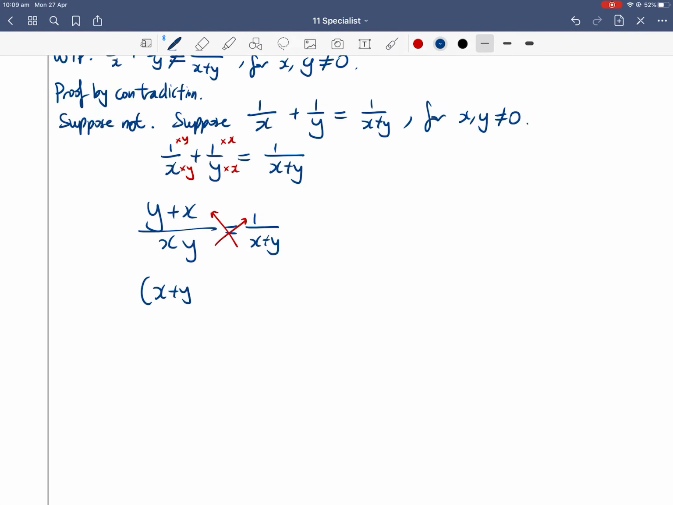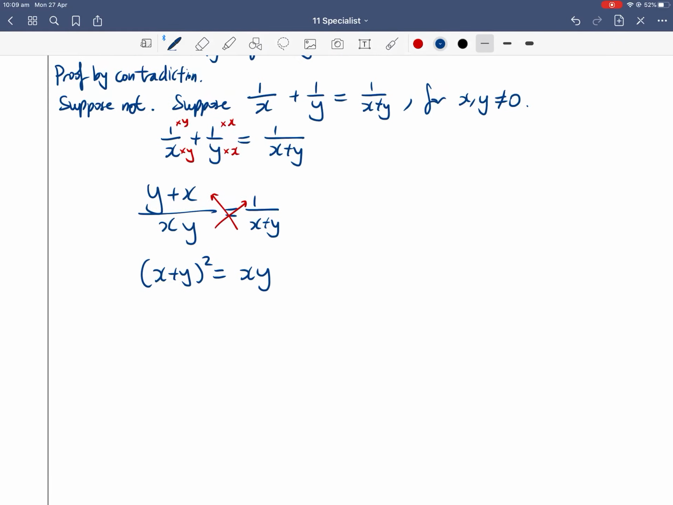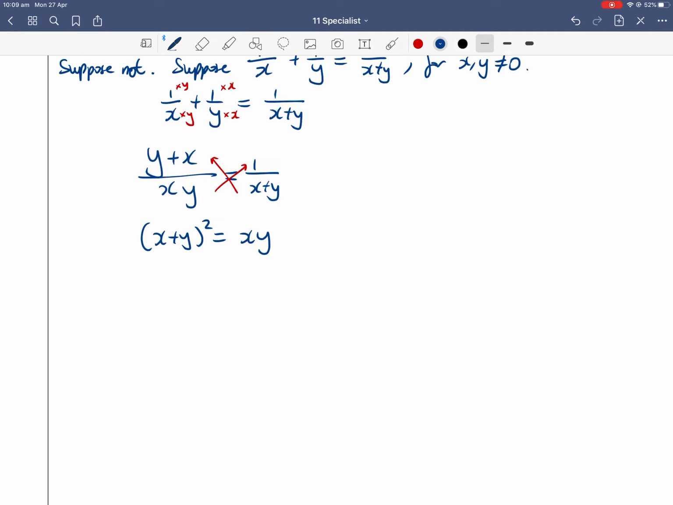Because I have two fractions equaling each other, I'm going to cross multiply. So I have x plus y all squared equals xy. So based on the suppose not, I get the relationship that x plus y all squared equals xy. Okay. Now, consider the left-hand side, x plus y all squared. Any number squared is always bigger than or equal to 0, right? Because a squared number can't be negative.